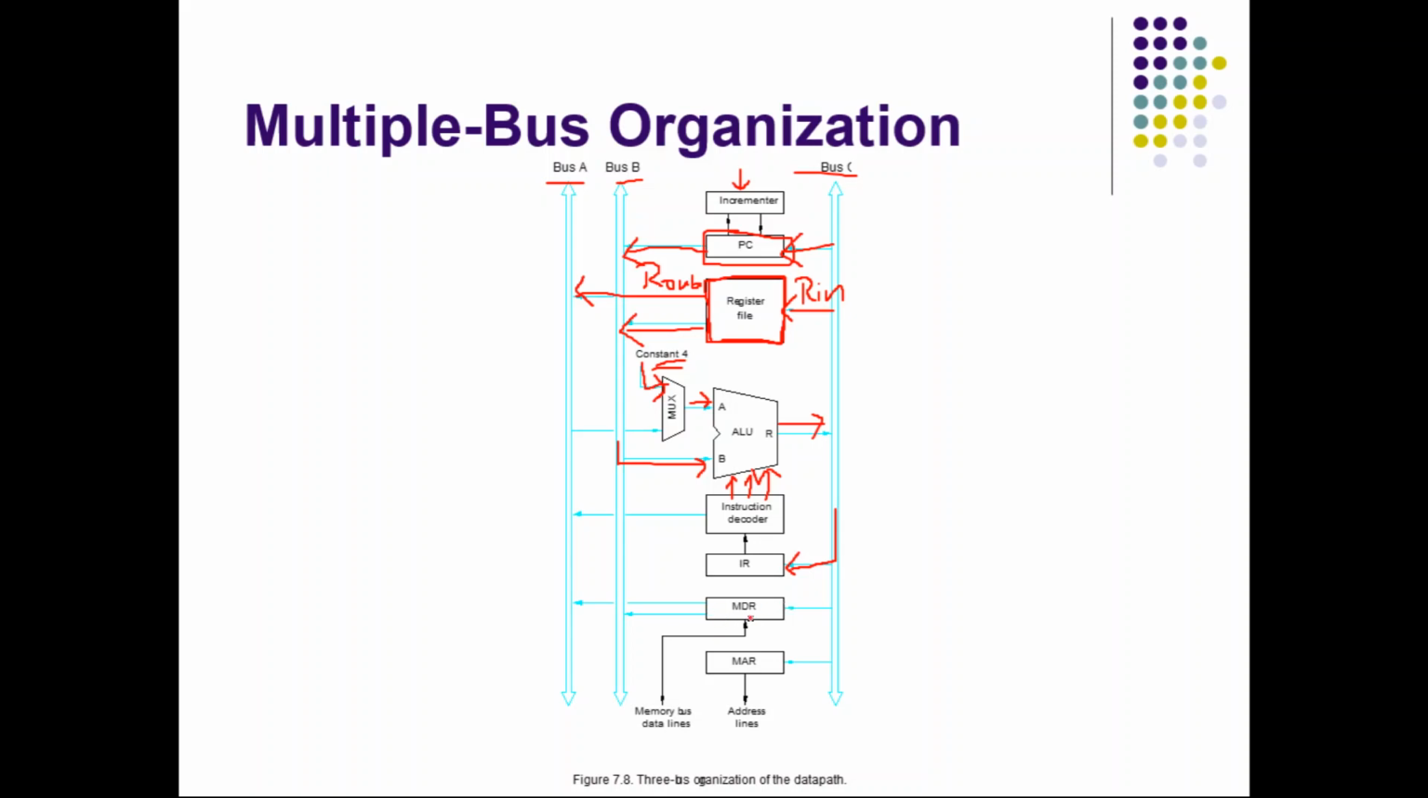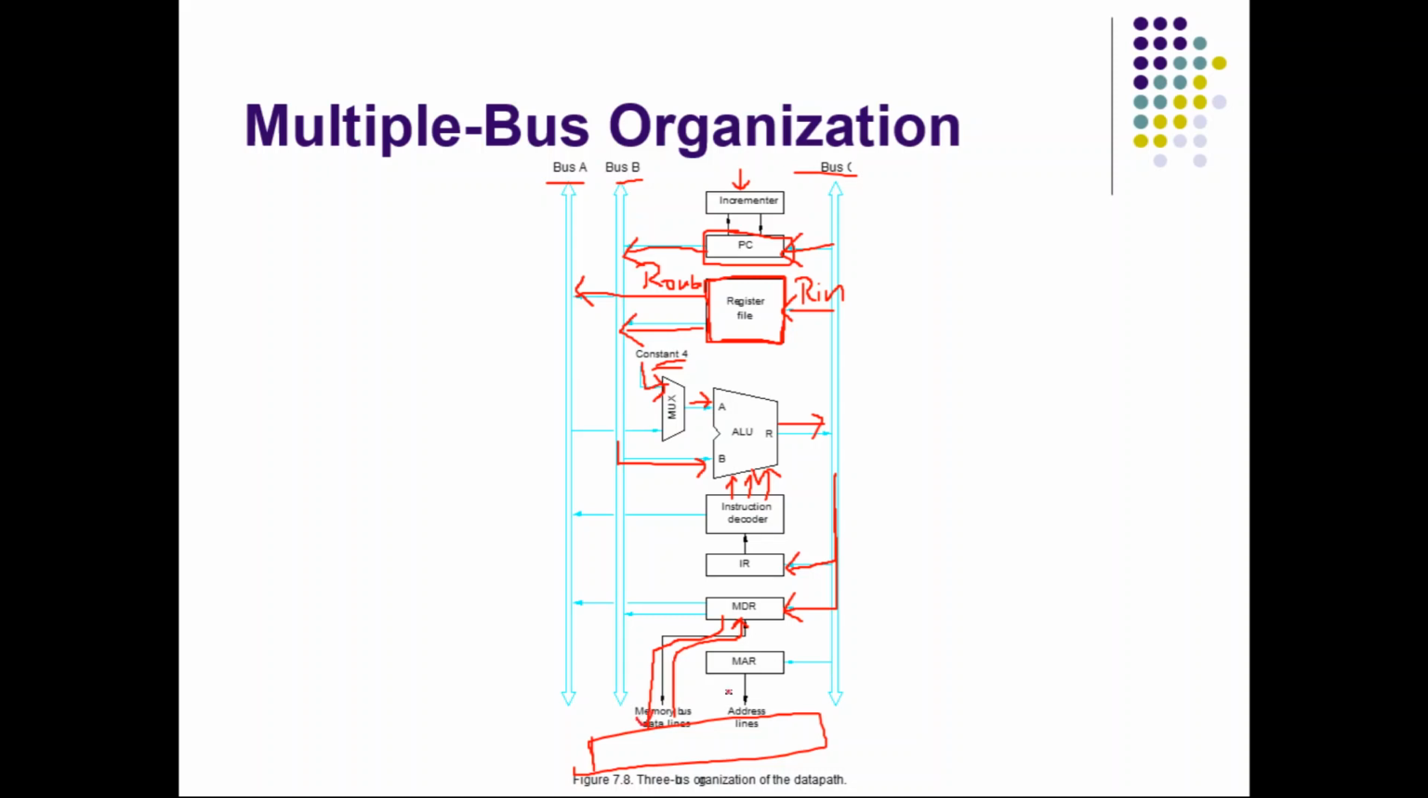Whatever data is fetched from the memory will be available on bus C, and that can be written to MDR. If something is to be written to memory, then from MDR it will be transferred to bus A and bus B. Or, no, not that case. This is memory, right? Memory is external to the processor. If something is to be transferred from memory to MDR, that will happen like this. Similarly, if something is to be transferred from MDR to memory, that will happen like this.